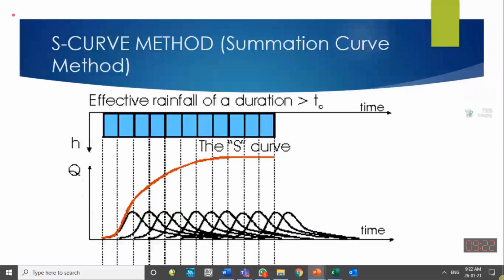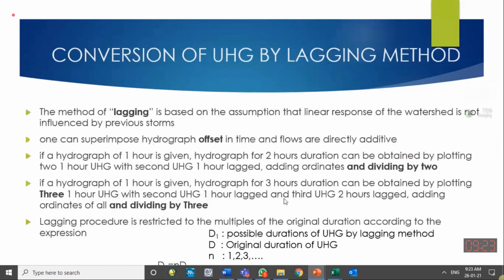Got it? For example, if I have a unit hydrograph of this shape, and I have another unit hydrograph of this shape lagged from each other, so this is starting after this time period, we can add the responses together. That is what is said over here.